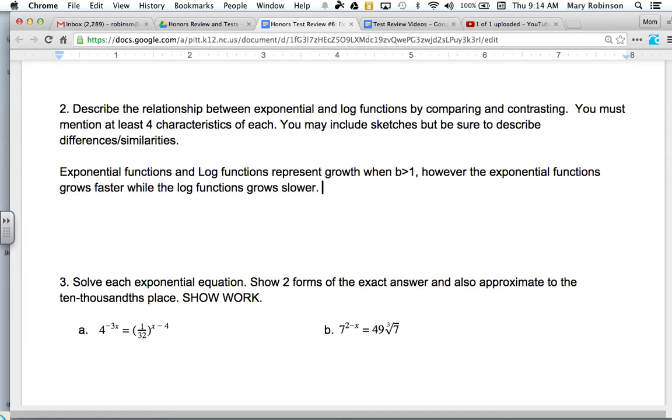So remember we talked about the curves, right? That it will grow rapidly if b was 2, but then it would grow slow if it was log base 2 of x. We could also talk about decay for these functions. We could say both functions represent decay when our b value is between 0 and 1. So 0 is less than b is less than 1.